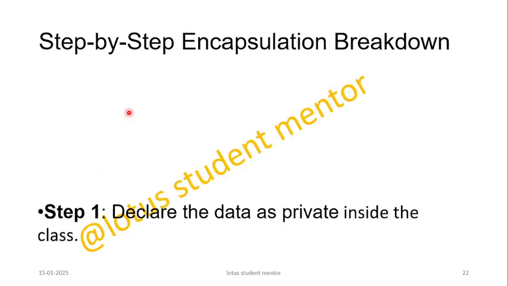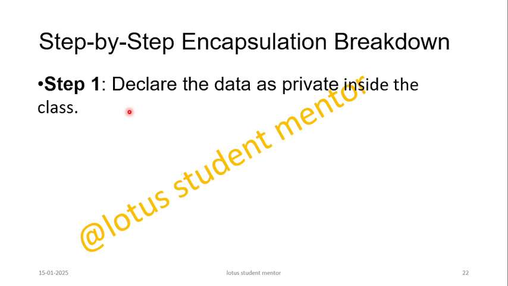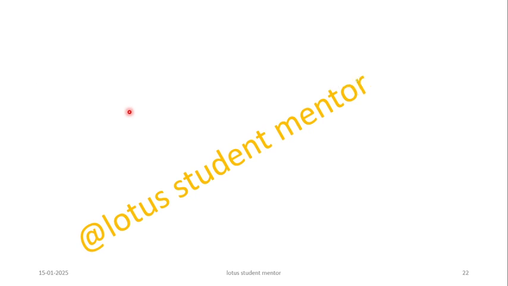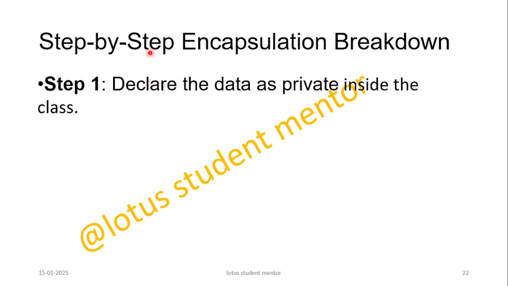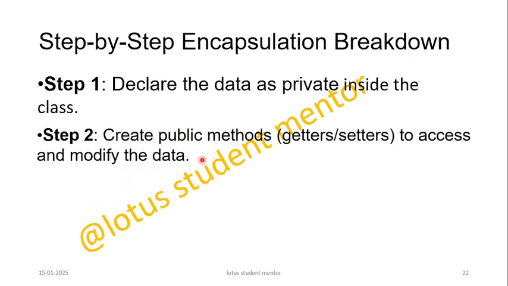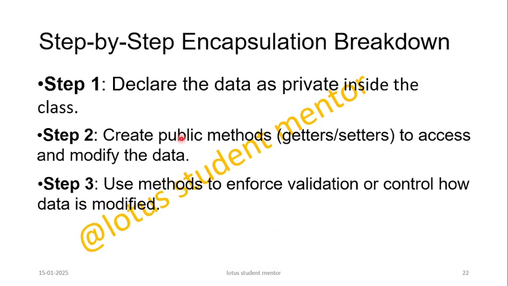Now, what is the step-by-step encapsulation breakdown? Step 1 is to declare the data as private inside the class. That's what we did, declaring the balance as private inside the class. Step 2, create public methods. We use public void. Public methods are getters and setters to access and modify the data. In your previous program, you can see that to modify the balance or withdraw the amount, public methods have been used. Step 3, use the methods to enforce validation or control how data is modified.